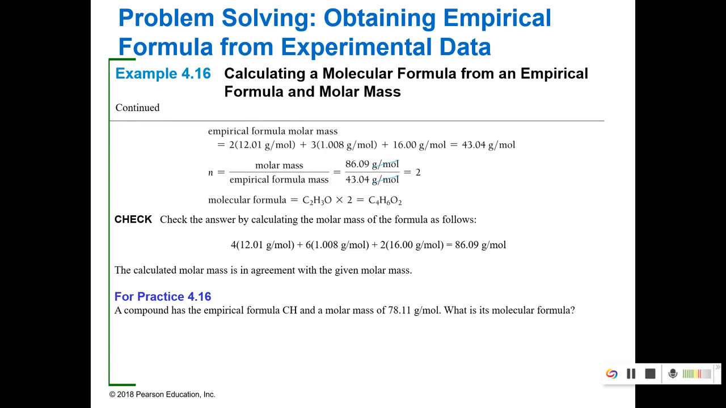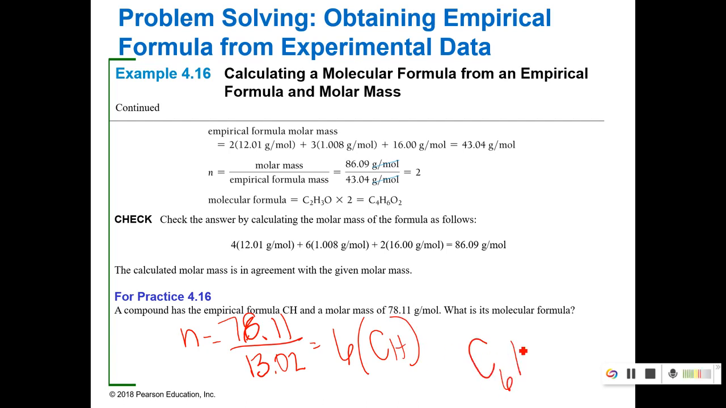All right, let's do another one similar. We've got n is 78.11 divided by 13.02. That comes out to 6 times CH. So my empirical is C6H6. Sorry, my molecular.